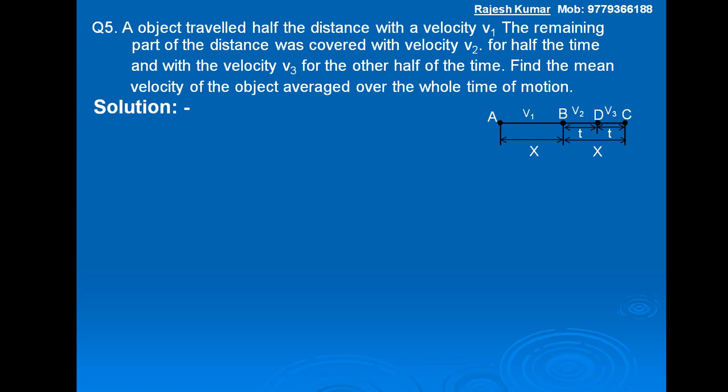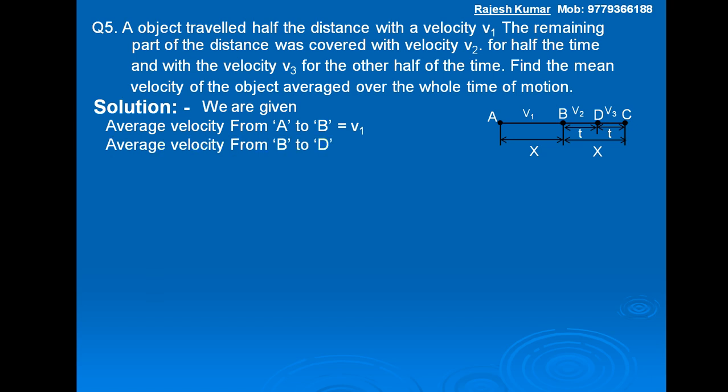First solve the motion from B to C. Now we are given the average velocity from A to B is equal to v1. Average velocity from B to D is equal to v2. Average velocity from D to C is v3.